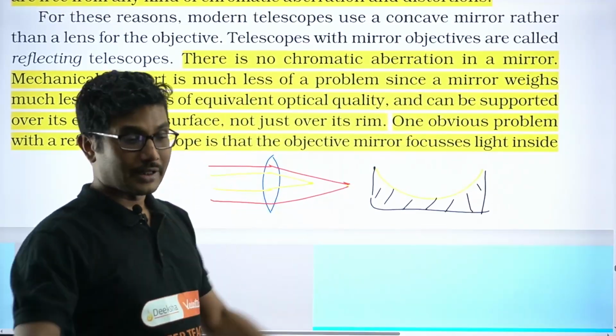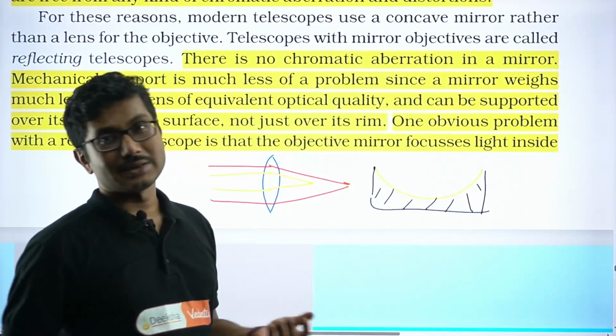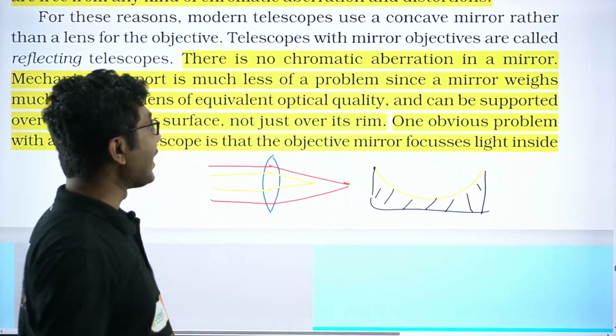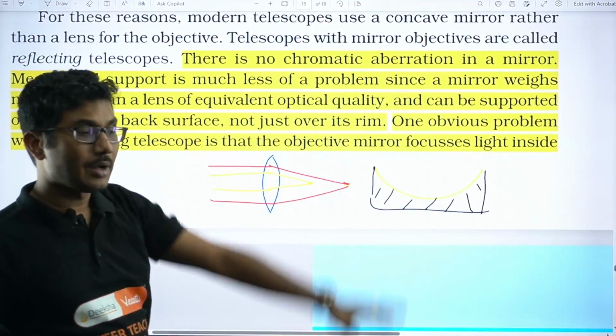Secondly, there is no chromatic aberration for spherical mirrors. That's why spherical mirrors are preferred over lenses while constructing telescopes. So this was the question that came in last year's exam.